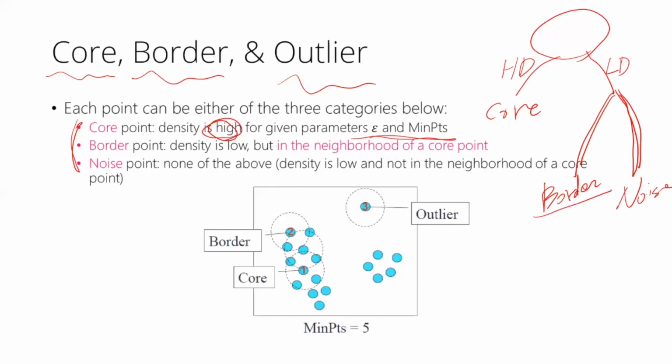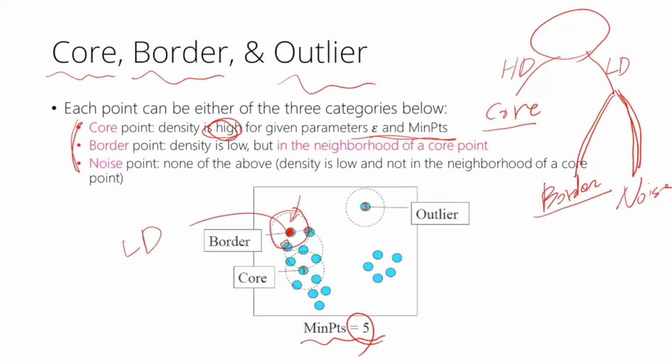Border points are the points that have low density, but have a neighbor that is a member of the core points. So for example, consider this point over here. We're considering the min points parameter to be 5. Now, if you consider this red dot over here, I draw an epsilon sphere, and within this epsilon sphere, I have only 3 points, which means this point is a low density point. However, in its neighborhood, there is a point that is a core point.